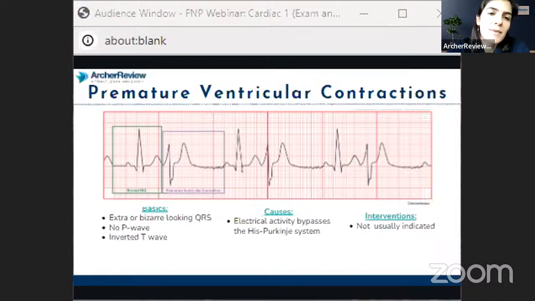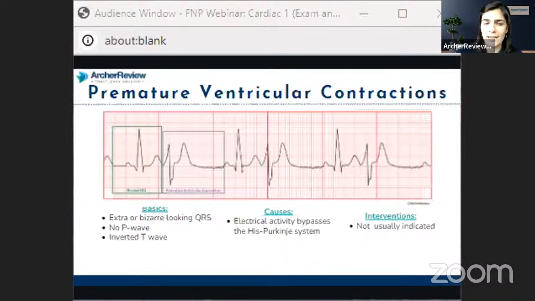But then every once in a while, you may see some PVCs and that patient's just cool as a cucumber, not feeling anything. So it's not something really concerning, but something you should be aware of, because you are going to eventually see PVCs on your 12 leads, and you might have to talk to patients about that.